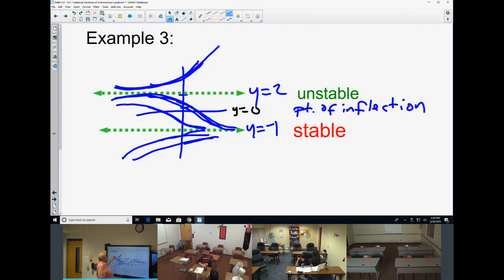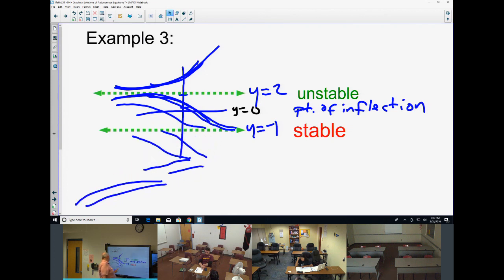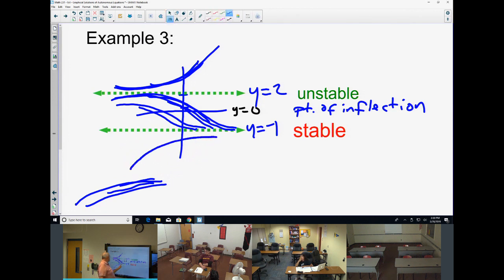All right, now these are kind of lousy drawings. Let's get rid of these. Okay, but if I had these solutions and they were going towards this value, and from above and below, then that's a stable equilibrium point.